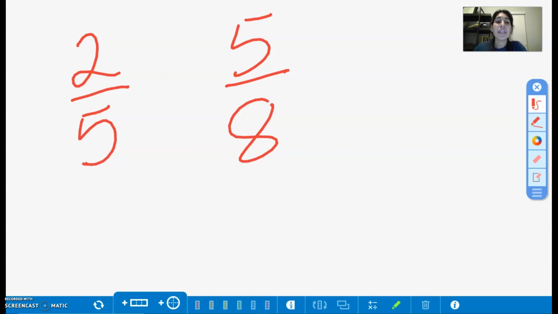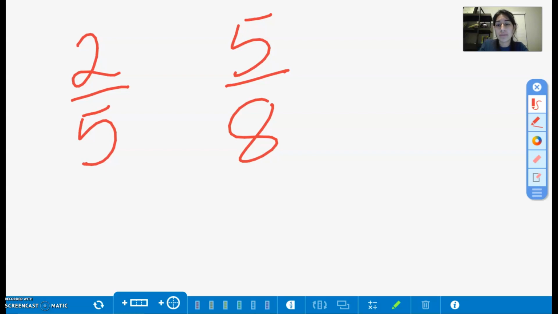I've got to understand, well, what is half of that fraction? Okay, so I've got to look at the denominator 5. 5 is the total amount of parts in that whole. So 5 is an odd number. It is a little bit harder for us to determine what is half of 5. Some of you may know that right off the top of your head. Some of you may not realize what is half of 5.